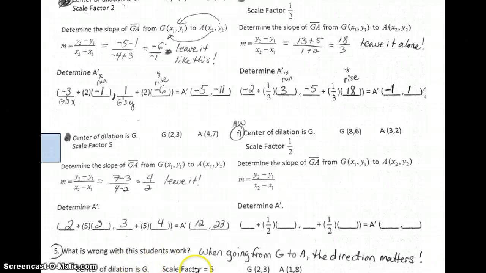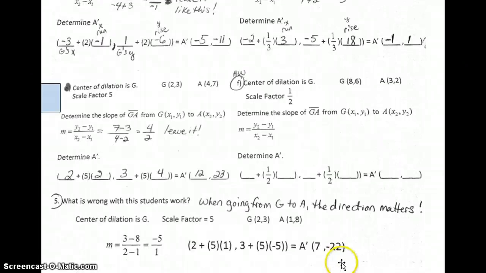Okay, you're asked to answer question number 5 on your own, but I'm giving you a hint right here, because I said this at the beginning, when you're going from one point to another, the direction matters. Because we're dealing with dilations here, and sometimes we have positive dilations, right? And sometimes they're negative, and sometimes they're fractions if they are reductions, and sometimes they are bigger than 1 if they are an enlargement.